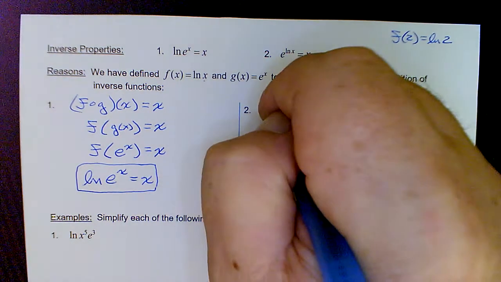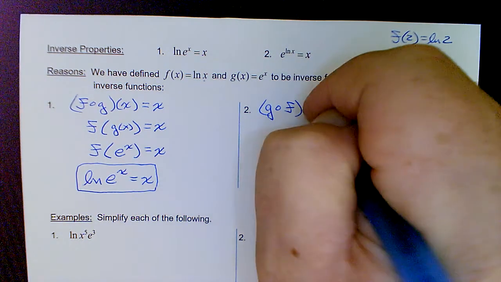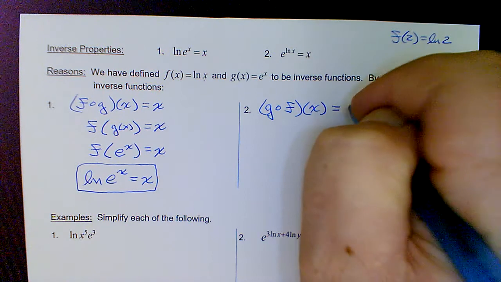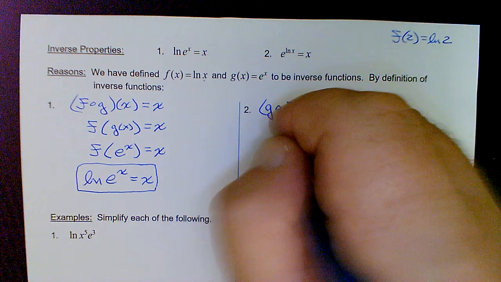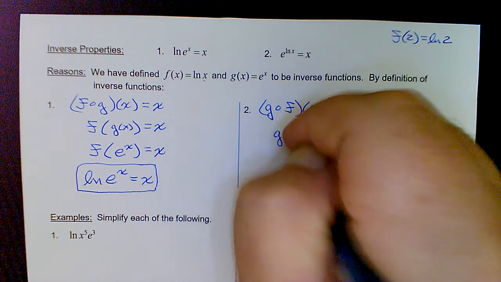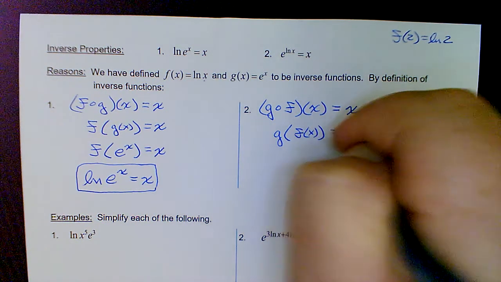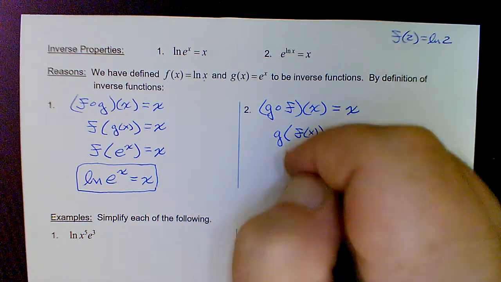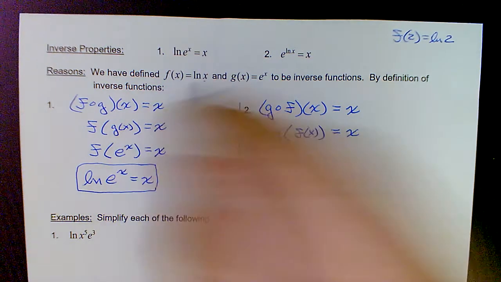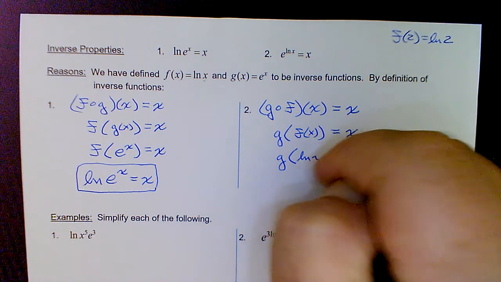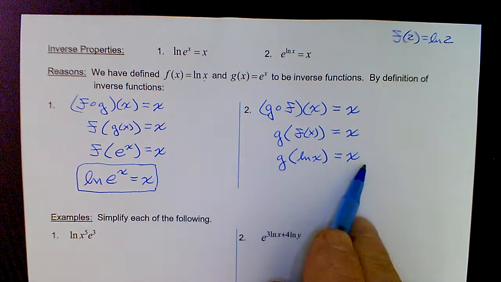And the second inverse property can be shown by calculating g composed of f of x, because that must equal x. And so again, that's just shorthand, g of f of x, the inner function f, g the outer function. Let's literally replace f of x by what it was defined to be, the natural log of x. So g of the natural log of x is x.